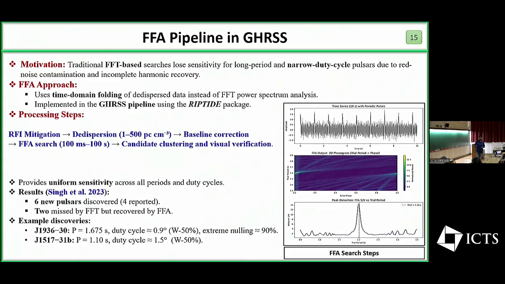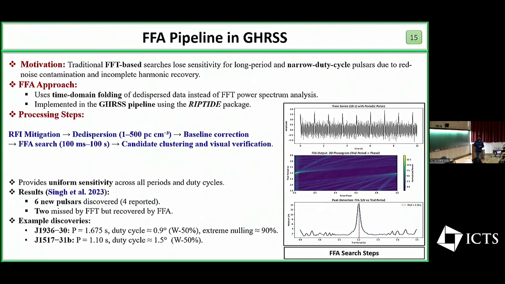That's why the FFA approach started, where we do time folding at different trial periods, and we are doing that with the use of Riptide. The overall process is like this: first we do RFI mitigation, then dispersion, then baseline correction, then we do the FFA search, and finally we do candidate clustering and visualization.